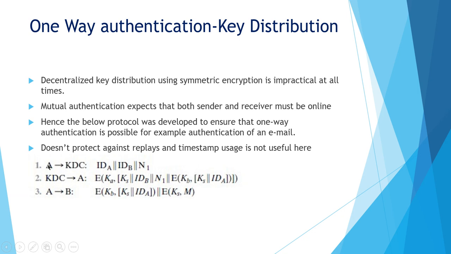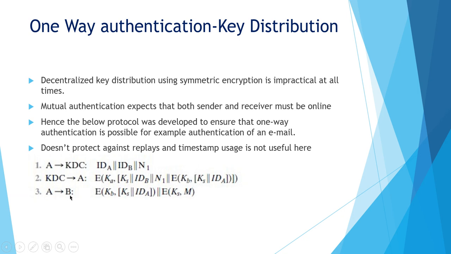In this protocol, A sends to KDC identification details of itself and of the destination, with a nonce, and KDC sends to A an encrypted packet. That encrypted packet consists of the session key, identification details of the destination node and source node, and the nonce, and these are encrypted using the master keys of the destination node and the source node, that is node A and node B.